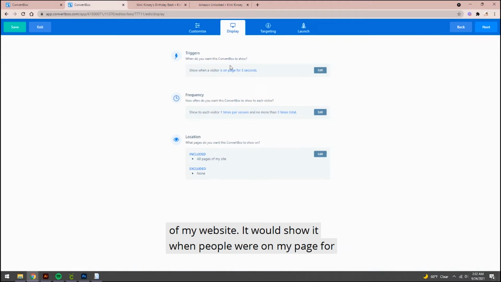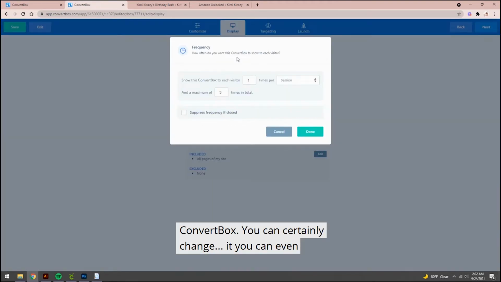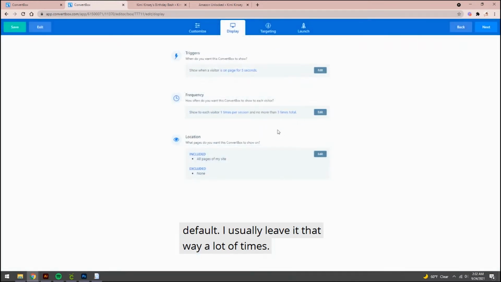It would show it when people were on my page for more than 5 seconds. They'd see it one time per session for no more than a 3-time total. This frequency is standard with ConvertBox. You can certainly change it. You can even suppress it if it's closed. But otherwise, this is what it comes with by default. I usually leave it that way a lot of times.